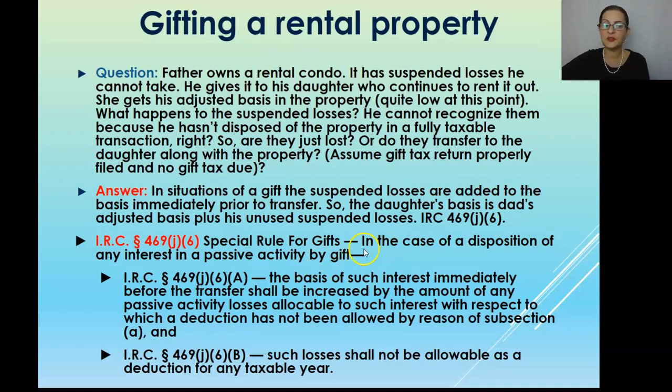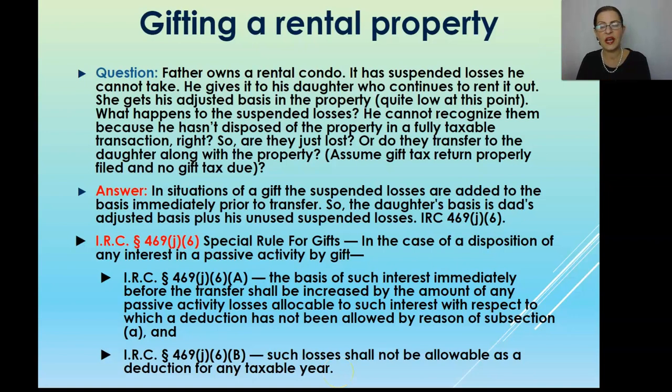In the case of a disposition of any interest in a passive activity by gift, the basis of such interest immediately before the transfer shall be increased by the amount of any passive activity losses allocable to such interest with respect to which a deduction has not been allowed by reason of subsection (a), and such losses shall not be allowable as a deduction for any taxable year. Basically what this means is that he doesn't get to take the losses.